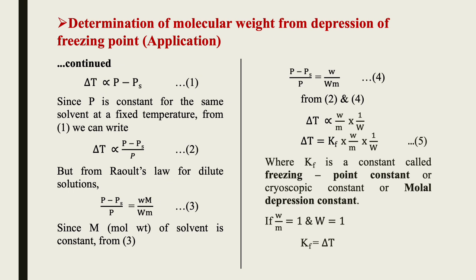Here Kf is a constant which we call the freezing point constant or cryoscopic constant, or also we call it the molar depression constant. So what is meant by molar? Here molar means the number of moles of solute, that is small w divided by m, has to be 1, and capital W, the weight of the solvent, should be 1. In that case your delta T is equal to the Kf value. In that case we consider it as the molar depression constant.